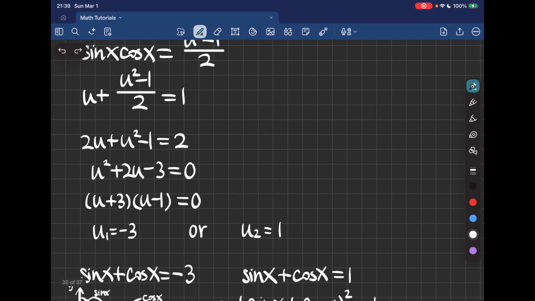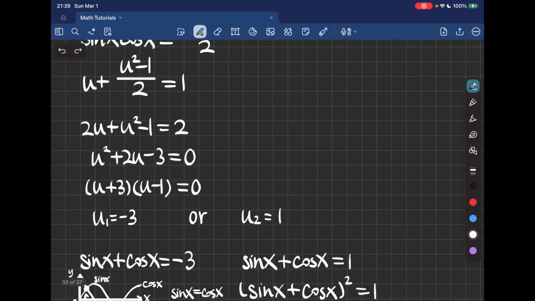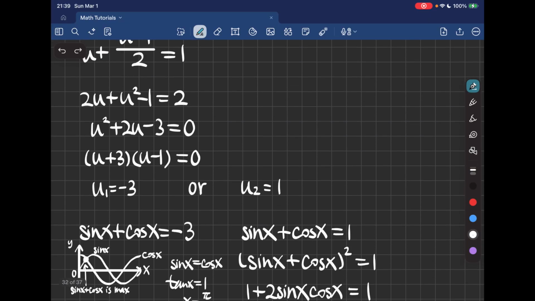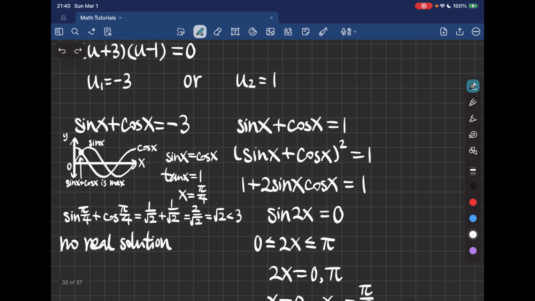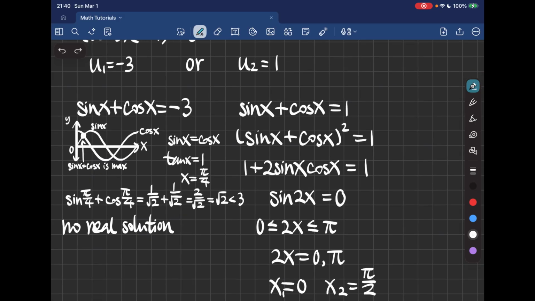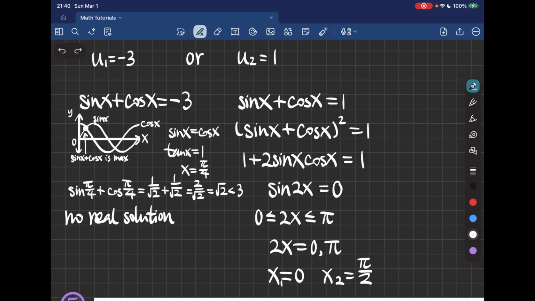So now we can multiply both sides by 2, right? So we have 2u plus u squared minus 1 equals 2, and then we just factor and solve, and here are the two possible values for u, which are minus 3 and 1. Now we want to see which ones allow solutions and which one doesn't.